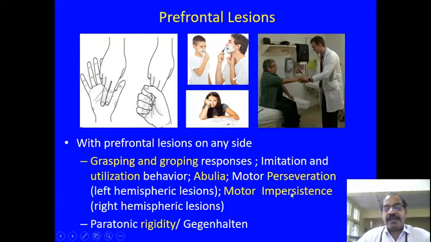So the other different types of manifestations which may come because of involvement of the prefrontal part of the motor cortex. Sometimes there may be a very high degree of rigidity, what is called paratonic rigidity or gegenhalten. It basically means the patient will have rigidity, and if you try to oppose the rigidity, the more you try, the more will be the rigidity. This is suggestive of rigidity because of the frontal lobe involvement.